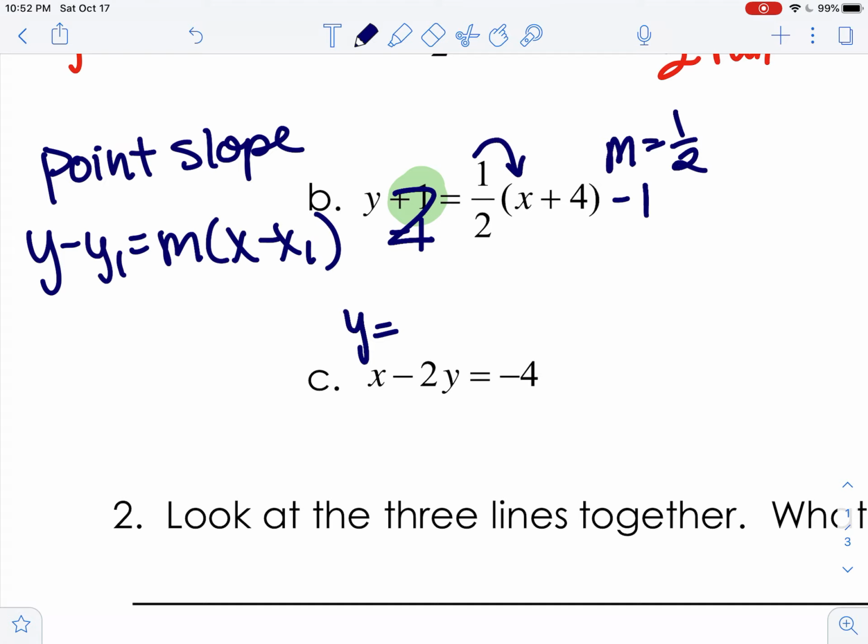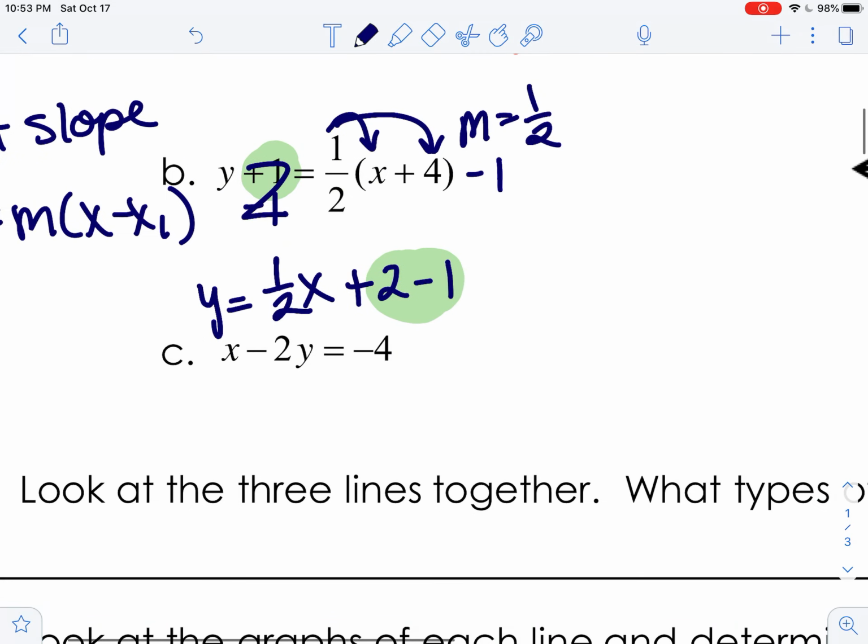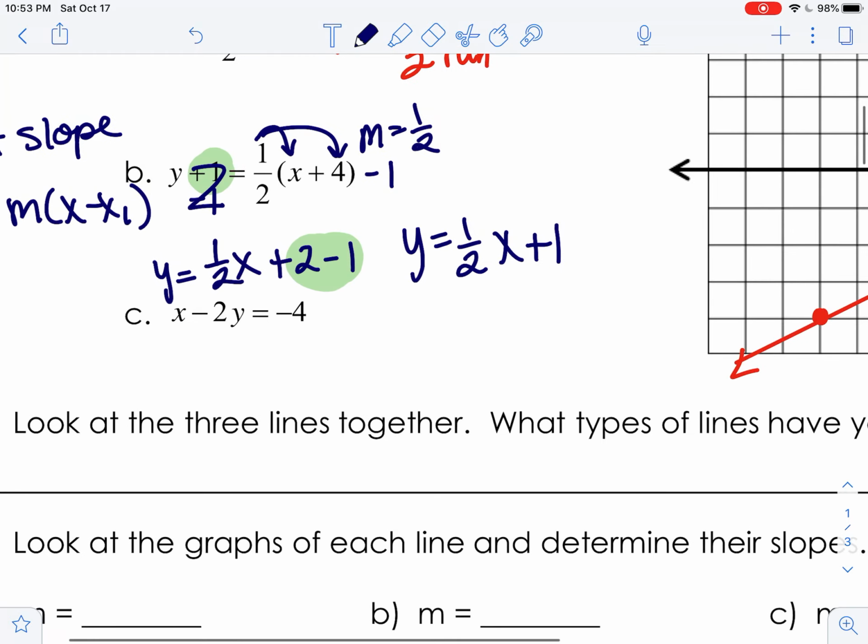Now the second thing that you need to make sure you do is distribute that outside number to both of those terms inside the parentheses. So 1/2 times x is 1/2 x, and 1/2 times 4 is 2. So now we write our equation. y equals 1/2 x plus 2 minus 1. The cool thing is you can take these and add them together. So we end up with this. y equals 1/2 x plus 1.